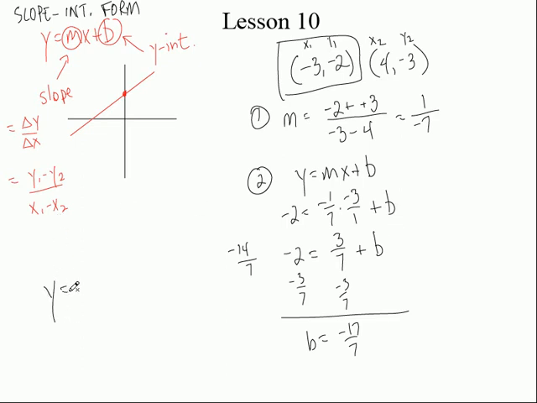In my other class, I said we're going to put it all together, wrap it up, put a bow around it, just to make it look real nice. So y equals m. What's my m? It's negative 1/7. Then put an x, and now you put your y-intercept, which is negative 17/7. All right?